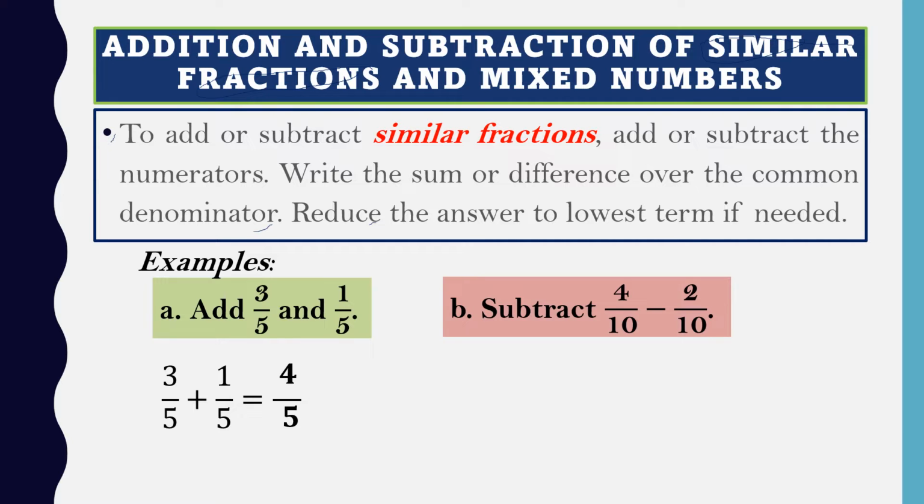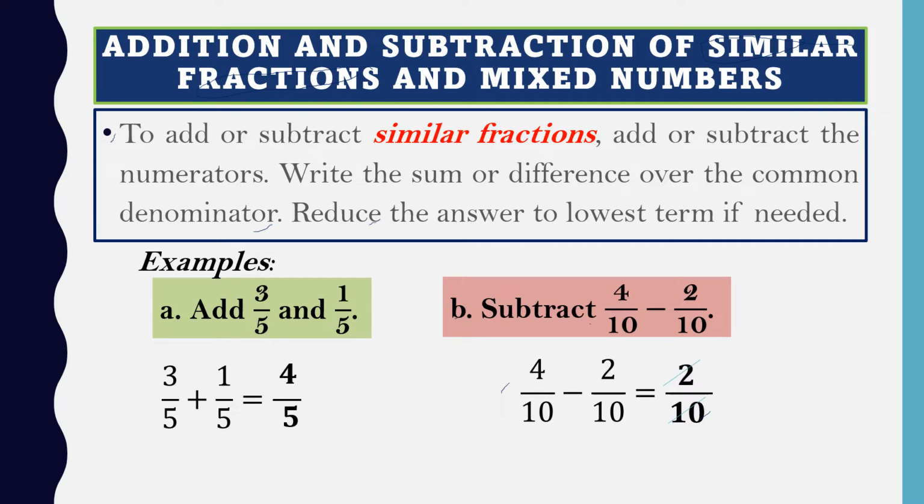Now how about for subtraction? We are going to subtract 4/10 minus 2/10. Again, we write it in any way that we want. For the solution, we are going to write them horizontally. So we have 4/10 minus 2/10, and then we copy first our common denominator, which is 10, and then subtract our numerators, since subtraction is our operation here. So 4 minus 2 is equal to 2, and we can still simplify these numbers.